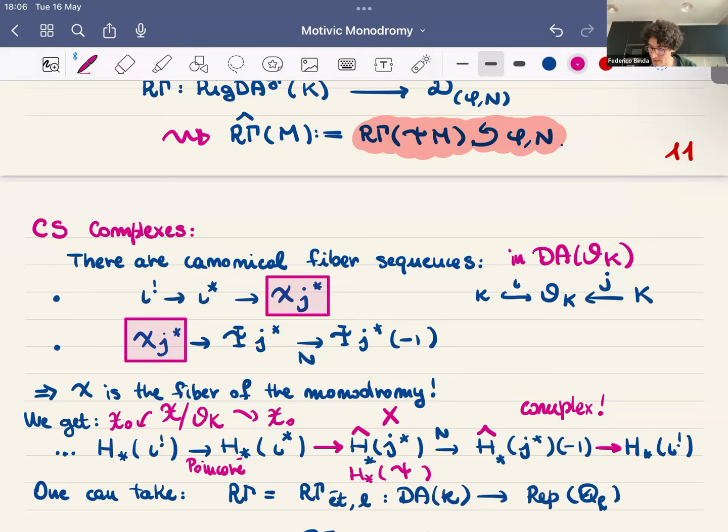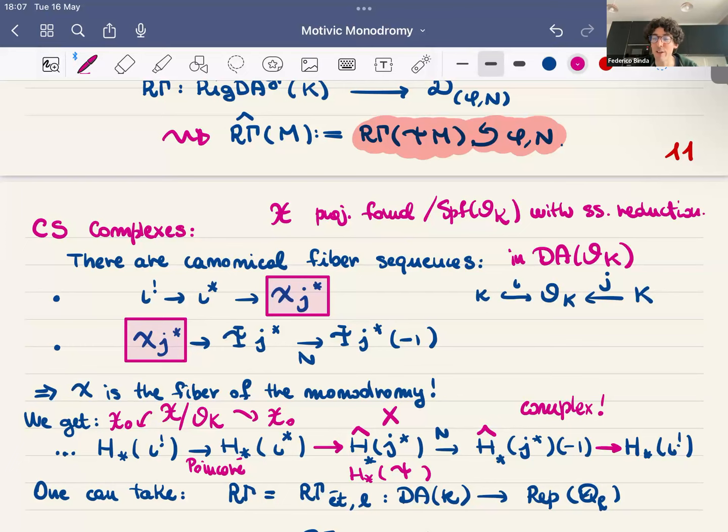Right, so the setting of this Clemens-Schmid kind of sequence was for X projective, formal over Spf, with semi-stable reduction. And in this setting, everything is true. So the nearby cycle that we get is Ayoub's nearby cycle. Everything is true.